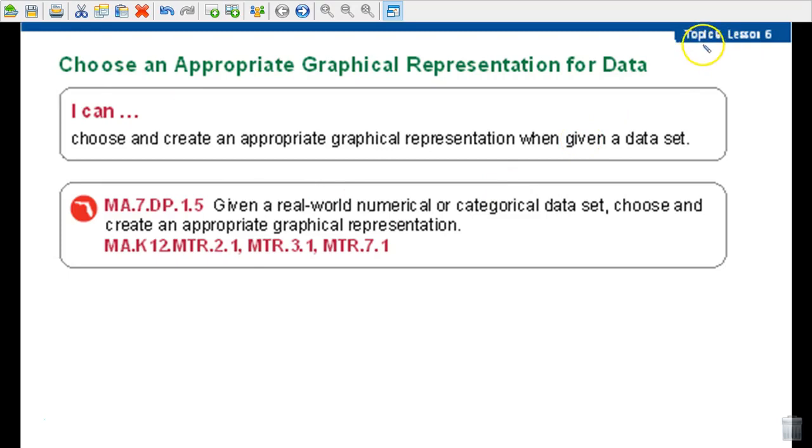Now, this lesson, we've got topic 6, lesson 6. Choose an appropriate graphical representation for data. I can choose and create an appropriate graphical representation when given a data set. The standard is MA.7.DP.1.5. Given a real-world numerical or categorical data set, choose and create an appropriate graphical representation. All right, let's move on.